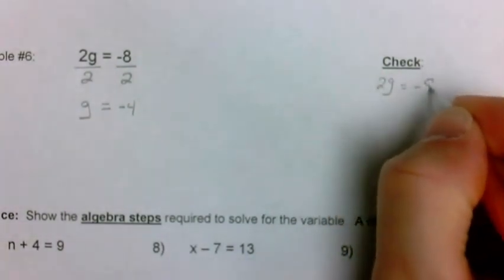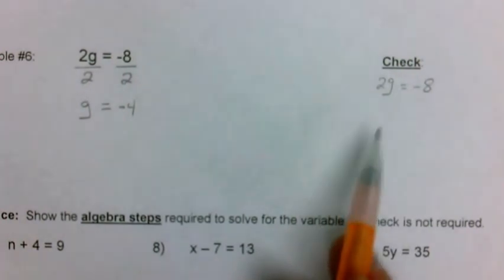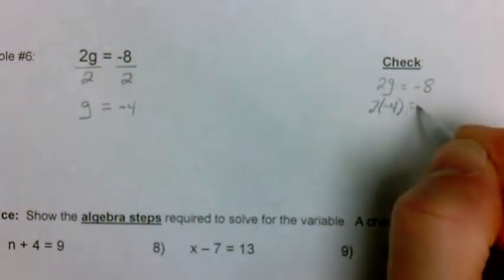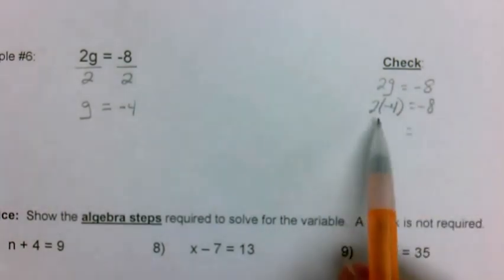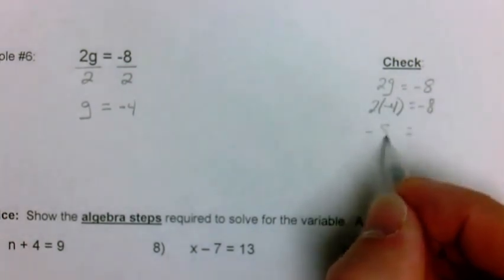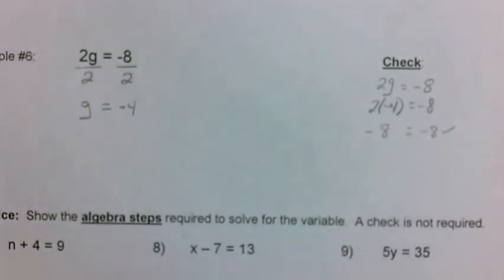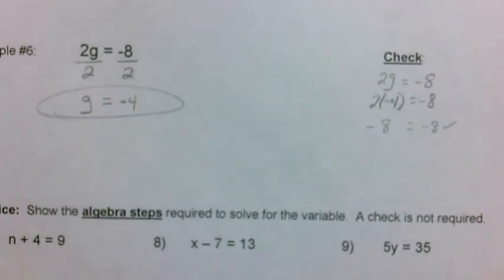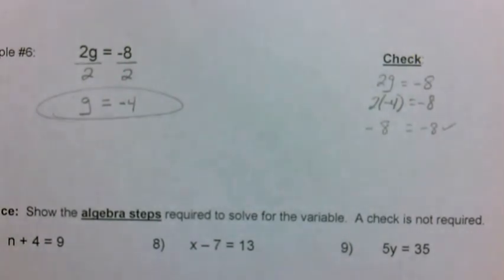2g equals -8. Substitute in g's answer, which we think is -4. 2 times -4 is -8. And when we evaluate, a positive times a negative is a negative. 2 times 4 is 8. So this is -8 equals -8. The check worked out. And we know that g is equal to -4. Okay, so in the next few questions, I'm going to have you practice solving those one-step equations.